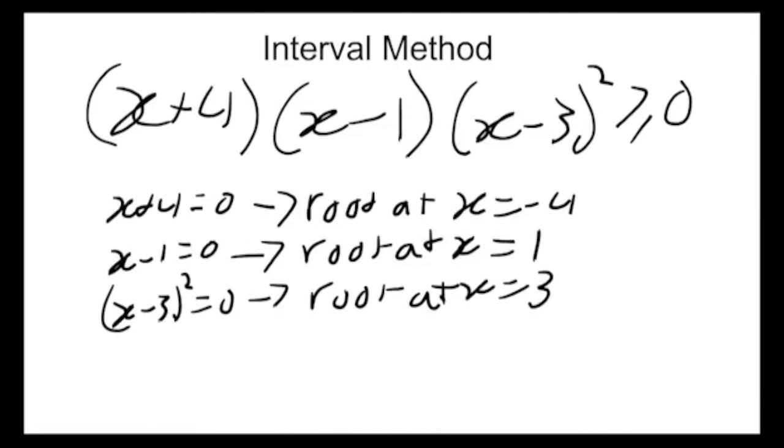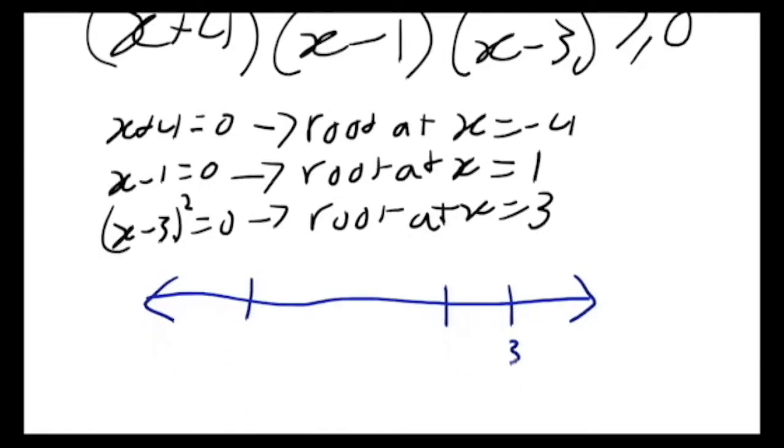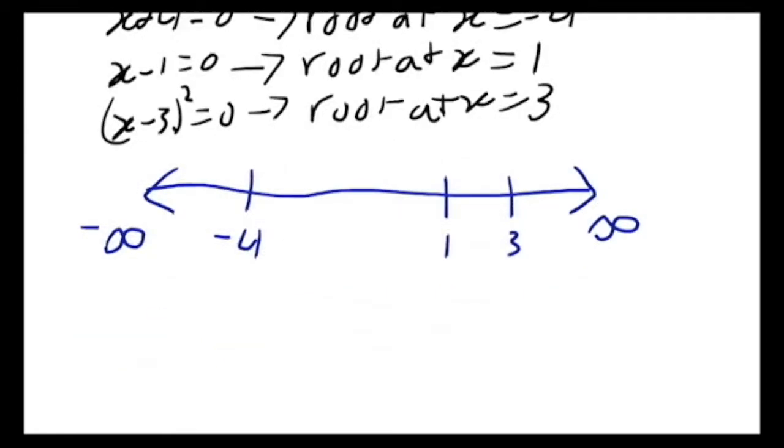Now I'm going to draw a line with the roots on it. The line goes all the way from negative infinity to infinity. I'm going to put the roots on the line, and I'm going to put the infinity and negative infinity signs as well. Now I'm going to write the intervals of the line. The intervals are from negative infinity to negative 4, negative 4 to 1, 1 to 3, and 3 to infinity.